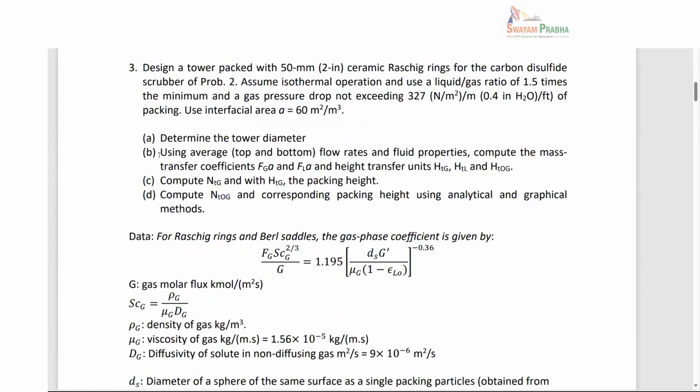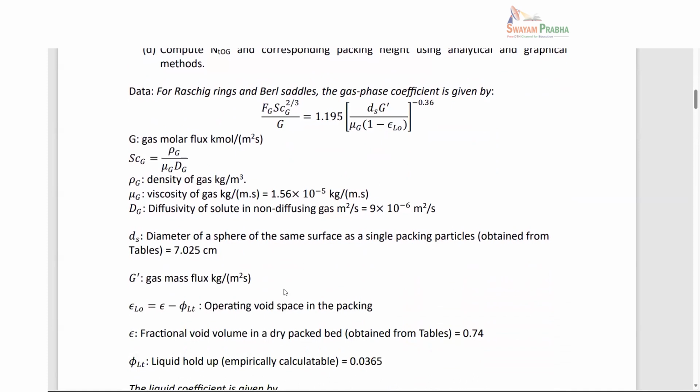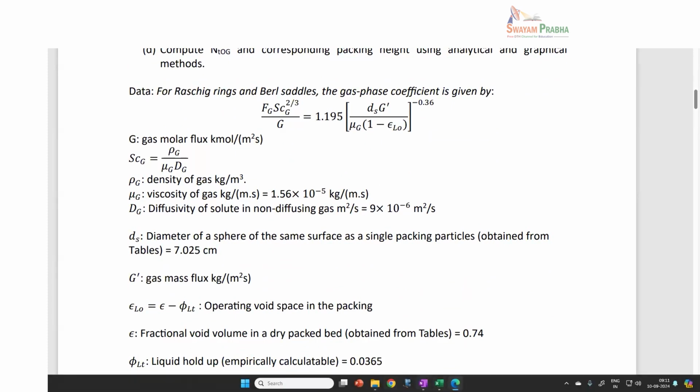So in solving this problem B, we are going to calculate the average liquid flow rates and gas flow rates at the top and the bottom and use them in the calculation of FG and FL. If I know FG and FL, I can calculate HTG and HTL, and then from there I can also calculate HTOG. So that's the strategy. I'm going to solve it now on this page, and I want you to follow this and make sure that you understand. This can be a little bit tricky. There are a lot of details involved.